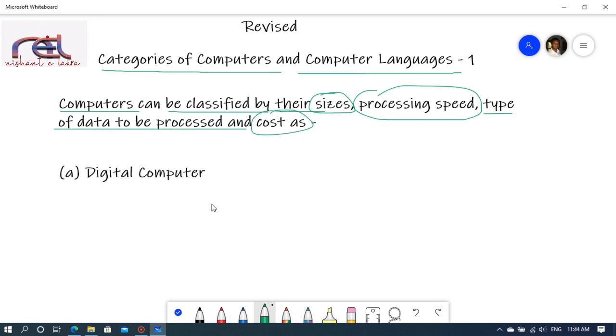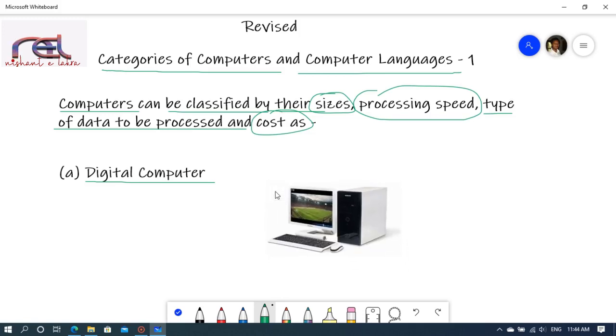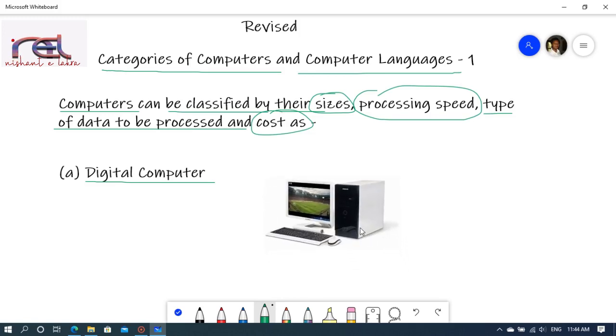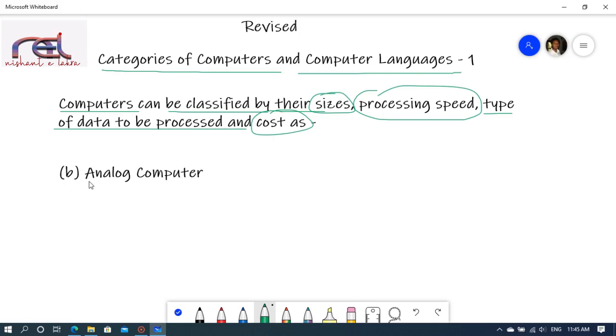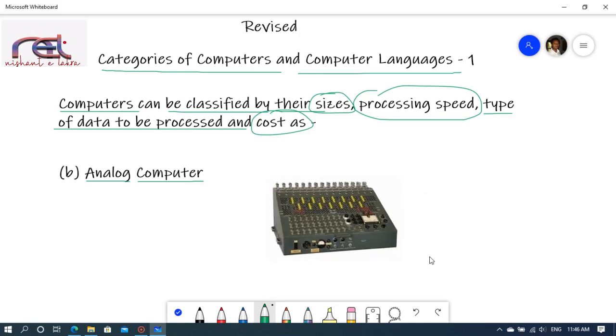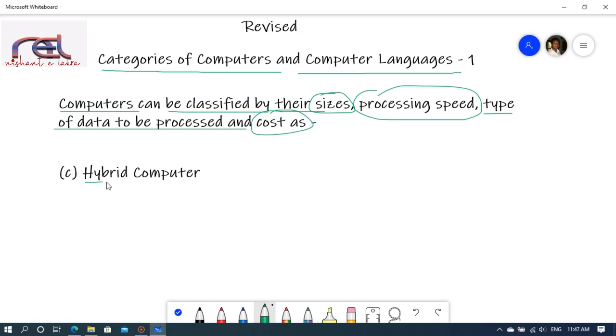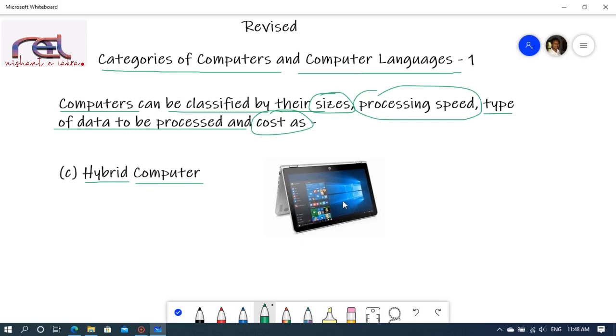They can be classified as digital computers, the first one. On your screen is a picture of a desktop. They can be classified as analog computers according to their size, processing speed, type of data to be processed, and cost. This is an analog computer. And then they can be classified as hybrid computers. These are hybrid computers.